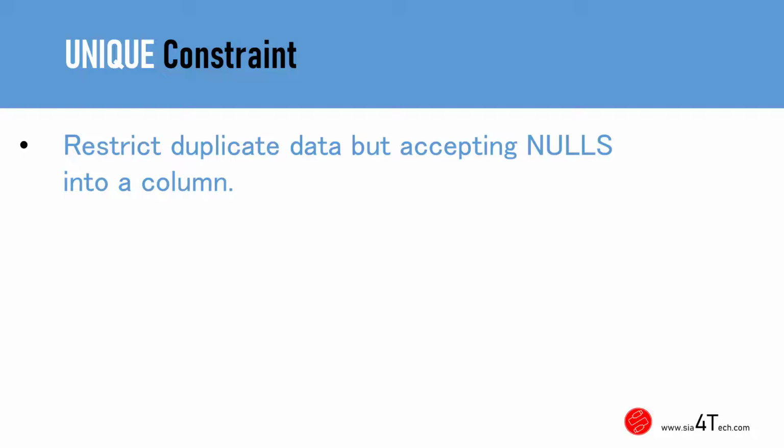The second constraint is unique. After using this constraint on a column, you prevent inserting duplicate values to that column, but it allows null values at the same time. So it works in reverse to the not null constraint as we learned in the previous video. So let's see in action how to use the unique constraint, and what its benefit is.